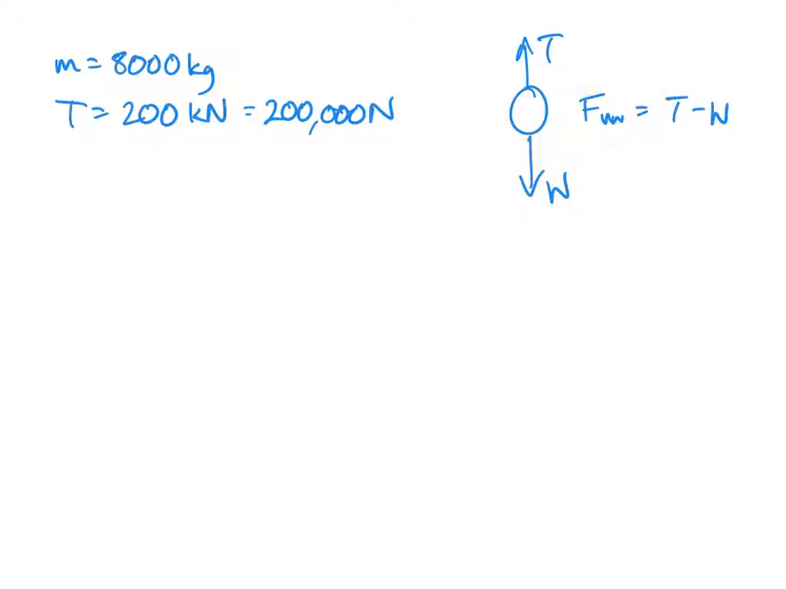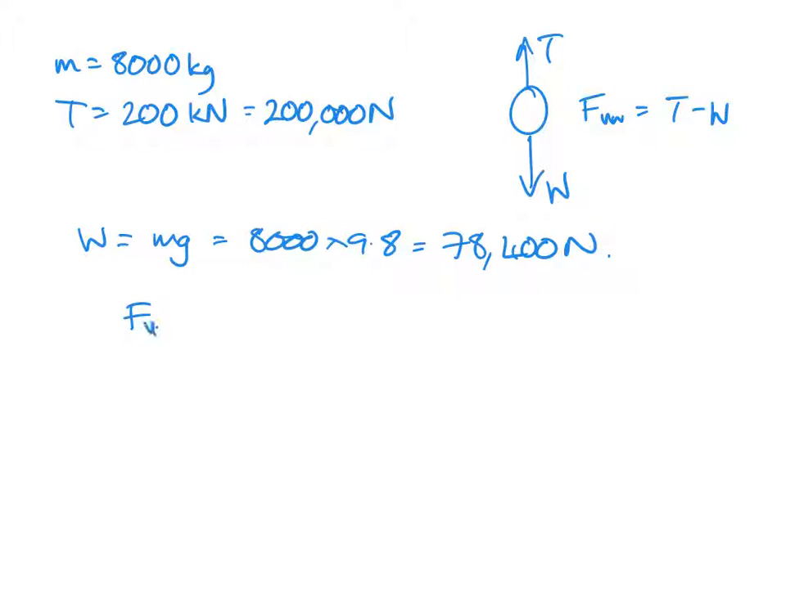And it mentions at launch, so we know there's no air resistance. So the key is F_un equals T minus W. We can work out W first of all before we go any further. So we know that W equals mg equals 8,000 times 9.8 equals 78,400 newtons. And we know the value of T, we know the value of m. So I've now got enough to solve the problem.